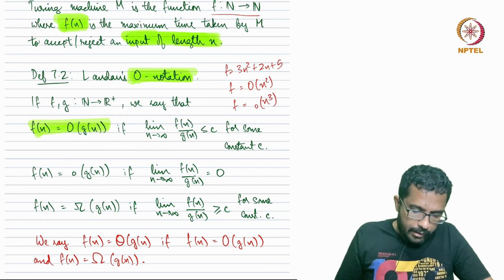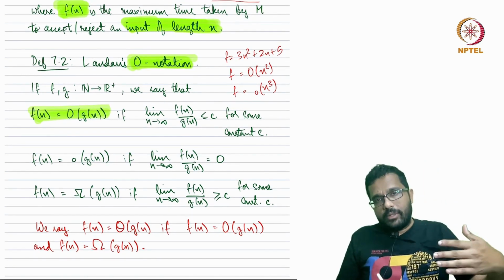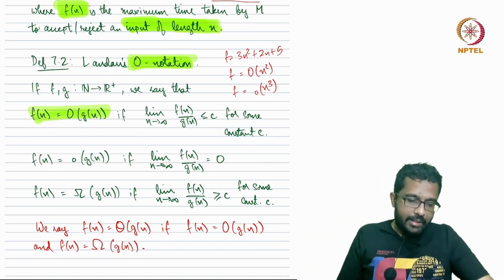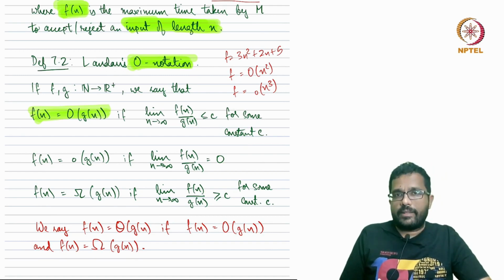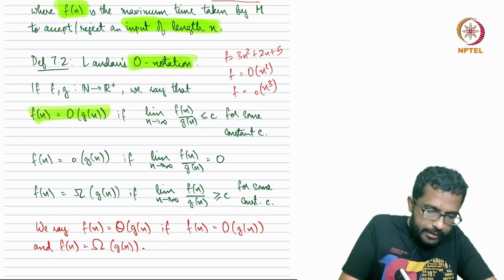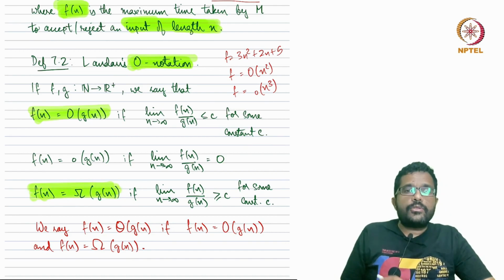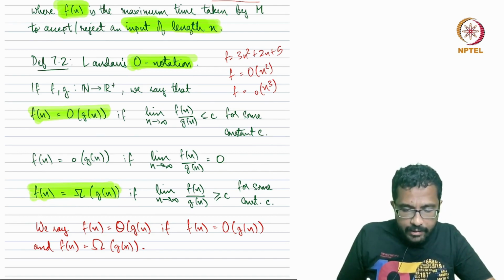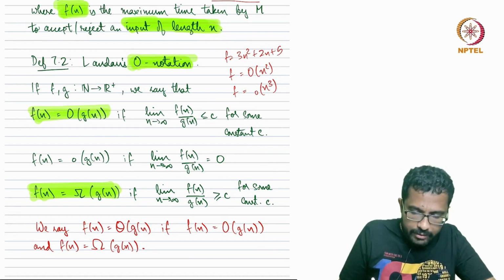These two are usually used to upper bound, meaning we want to say f is at most something, then we say f is big O of something, or little o of something. There is also another notation called omega. We say f is omega of g(n). This is used to lower bound things. This is used when the limit of f by g is at least some constant c.